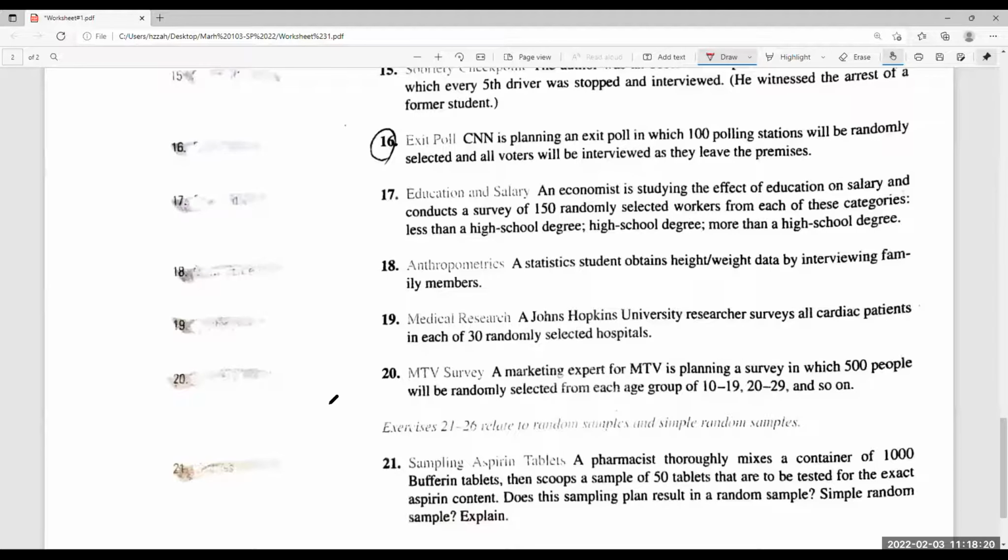Okay, number 20, MTV. A marketing expert for MTV is planning a survey in which 500 people will be randomly selected from each age group, 10 to 19, 20 to 29, etc. Is it stratified? It's stratified, because you're covering everybody that you get.